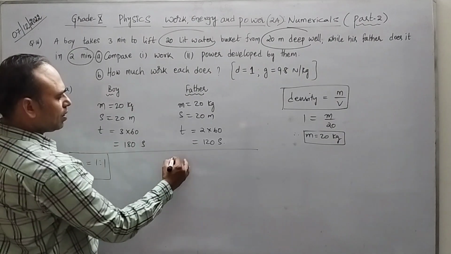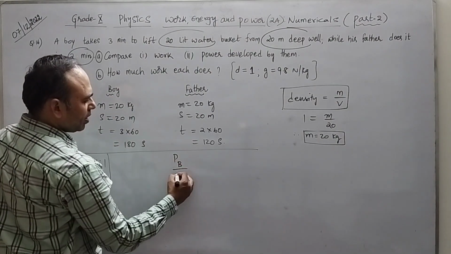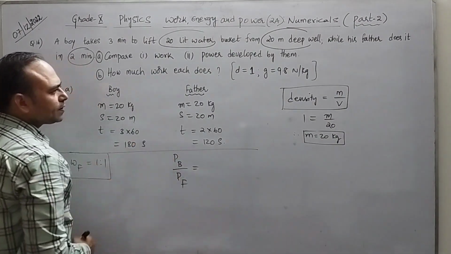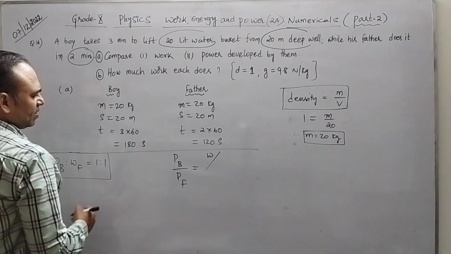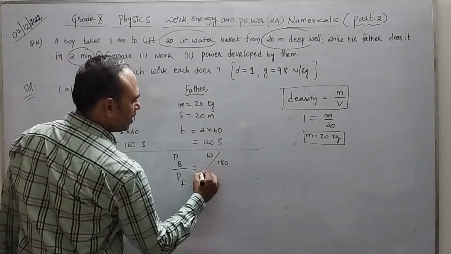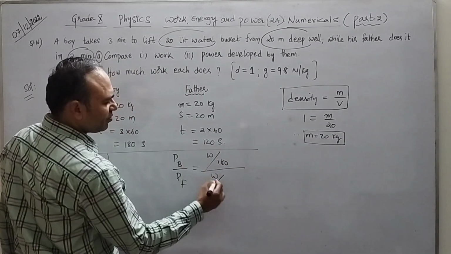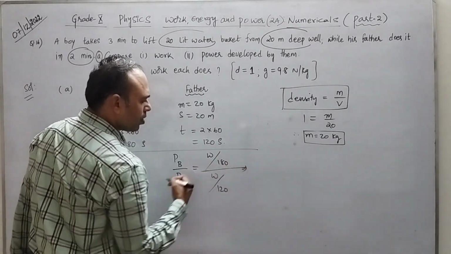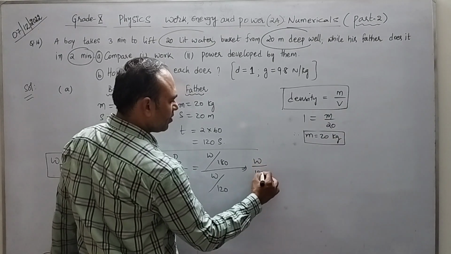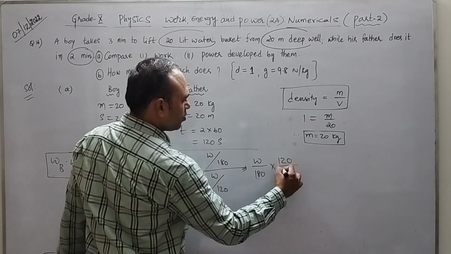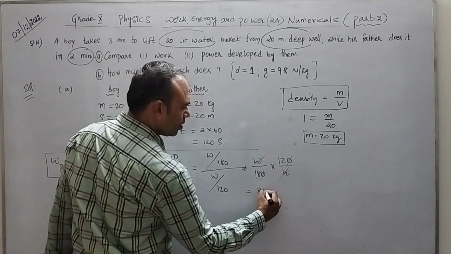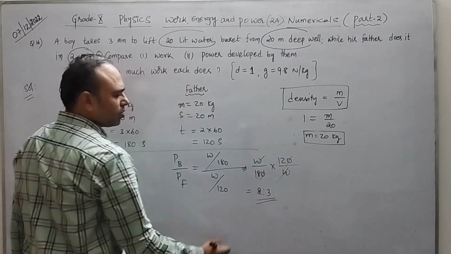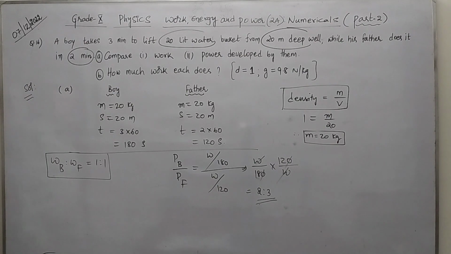Now power. So power of the boy by power of the father is nothing but W by the time taken, 180. And the time taken by the father is 120. Now we get W by 180 into 120 by W. Cancel W. Now it is 2:3. So the comparison of power is 2:3.